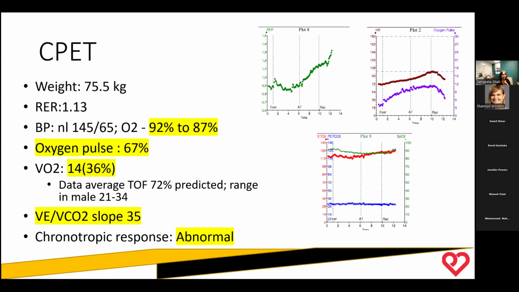Oxygenation went from 92 to 87%. And you see this dip over here. His oxygen pulse is 67%, and you can see the purple line kind of come up and then just flatten completely. His heart rate response is also poor, he does not increase his heart rate to augment his stroke volume. His peak VO2 was at 36% predicted. He should be around 72% predicted, and his VE-VCO2 is slightly elevated.